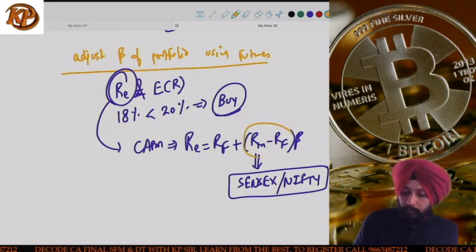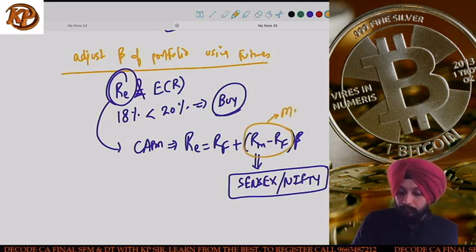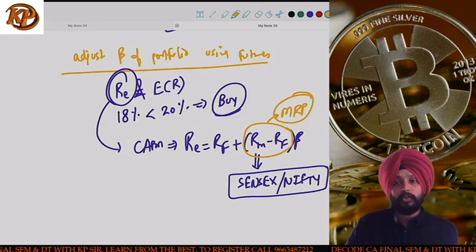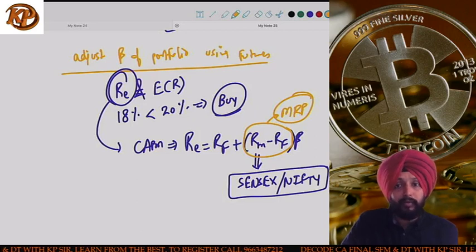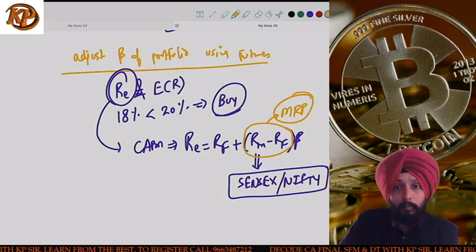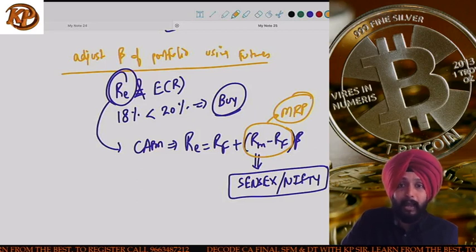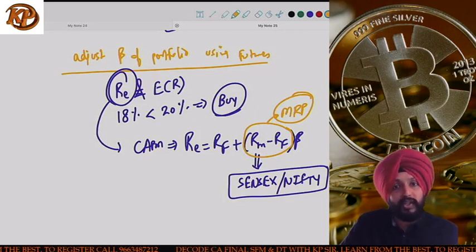The difference between RM and RF is referred to as MRP, which is market risk premium. You remember that. Sometimes they might give you the market risk premium data directly, and if they do, then you directly take that as the gap of RM and RF. Now the question is, what is beta?